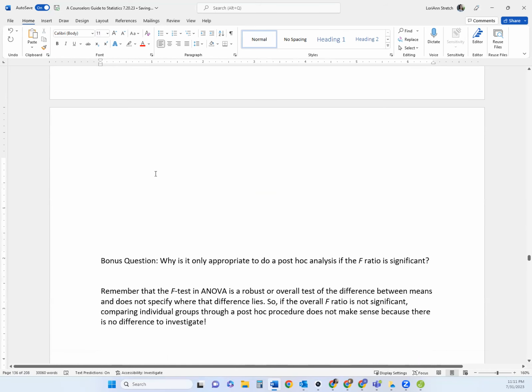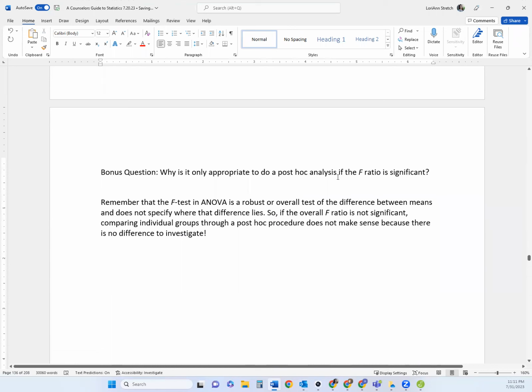Now, I have a bonus question for you. Why is it only appropriate to do a post hoc analysis if the F ratio is significant? Remember from our previous discussions about this, you have to have significance to have meaningfulness. If it's not significant, it's trash. You don't need it. It doesn't show anything. So there wouldn't be any need to interpret the meaningfulness, and there definitely wouldn't be any need to look at post hoc comparisons, because if there's no significant difference, then there's no difference to explore.